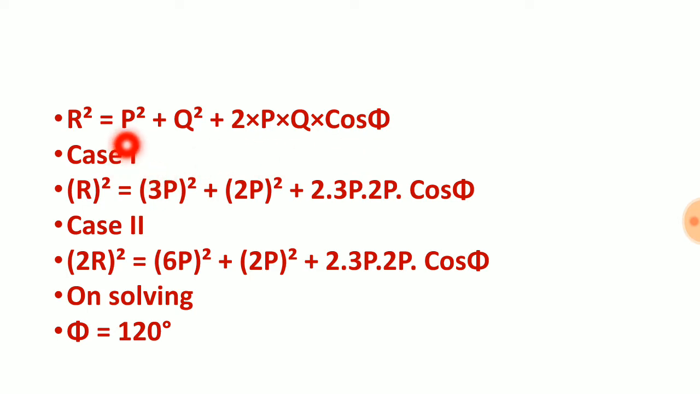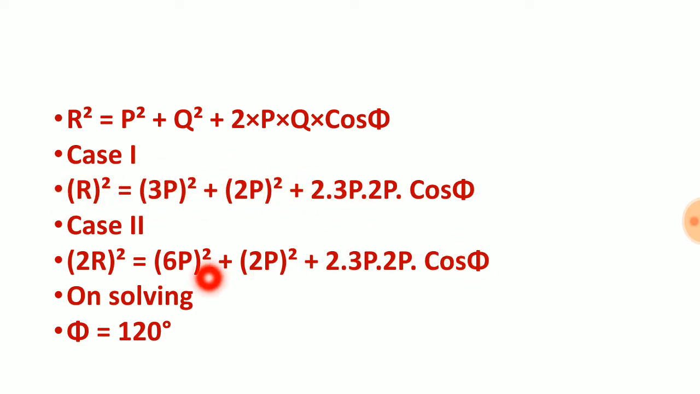In the first case, our first force is 3P, second force is 2P, and this is the relation. In the second case, our resultant is doubled. On doubling the first force, we made 3P to 6P, and our R became twice R, and we have all other formulas as they are.